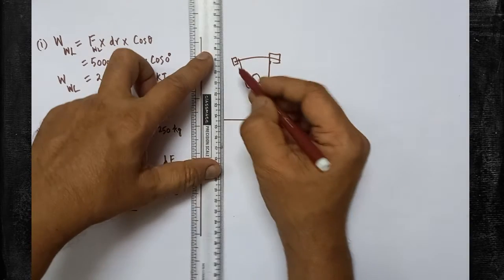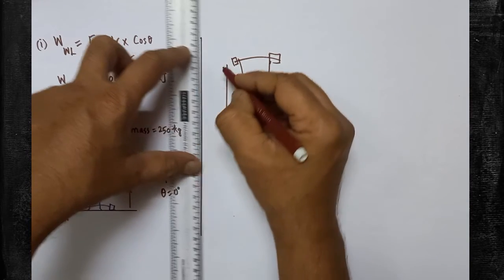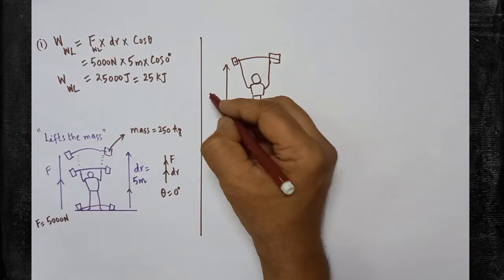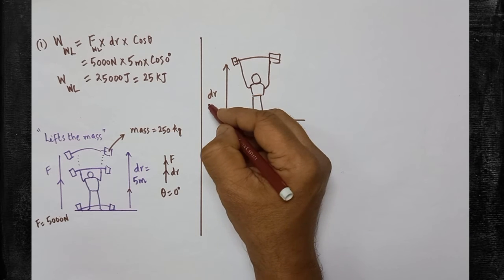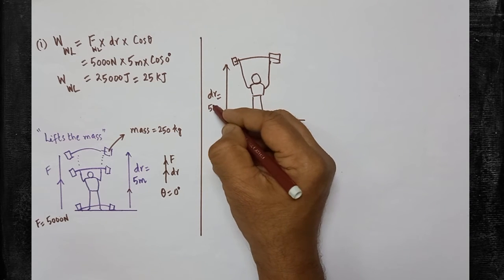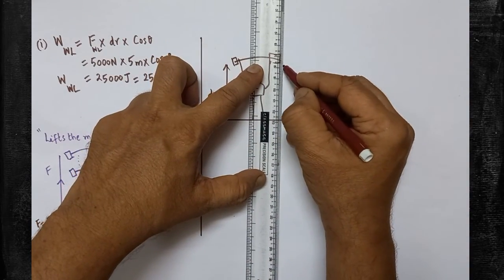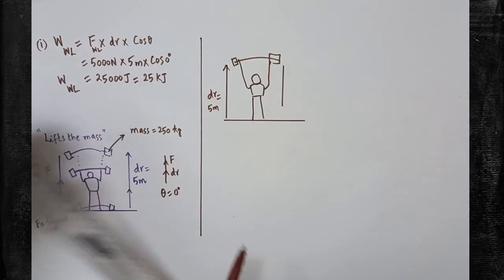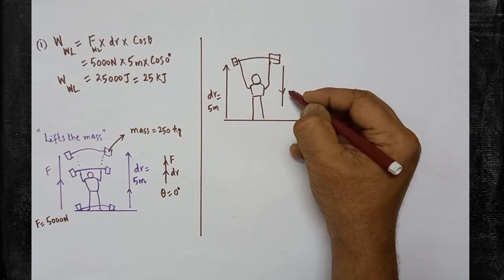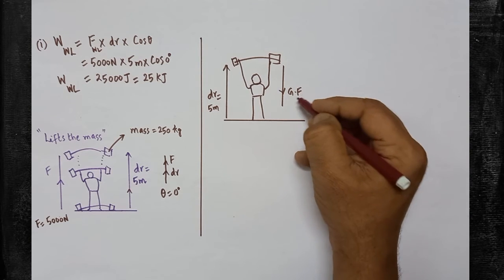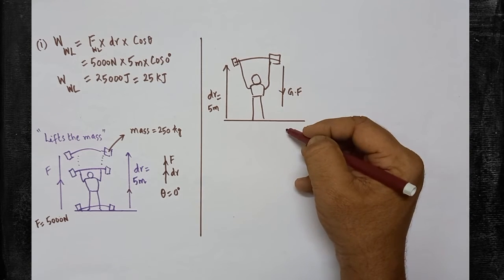So the displacement is taking place in the upward direction. Therefore dr, what is dr? dr is equal to 5 meter, and the gravitational force is acting in the downward direction. Gravitational force is acting against the displacement. So this is the direction of gravitational force that is acting in the downward direction.